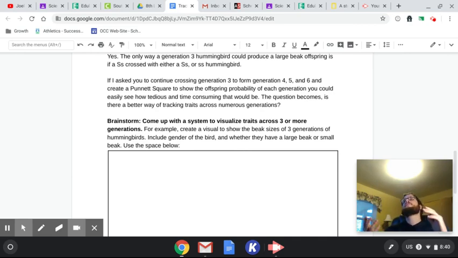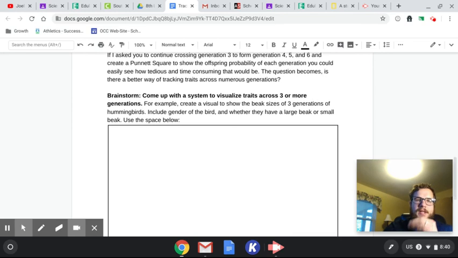So think about this. If I said, hey, can you tell me what are the odds that generation 6 is going to have a long beak in it? Can you imagine sitting there and going, okay, generation 4, Punnett square, generation 5, Punnett square, generation 6, Punnett square. It's going to go on and on and on, and that would be awful. So I want you to try to brainstorm, come up with your own system here, okay? And this is your assignment.